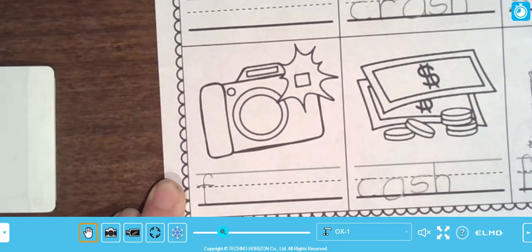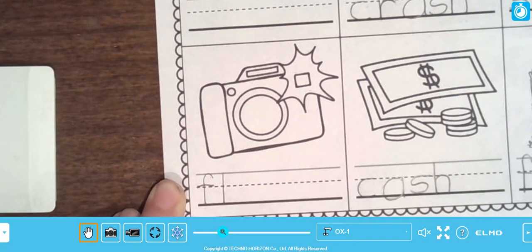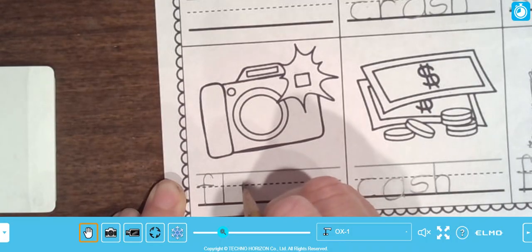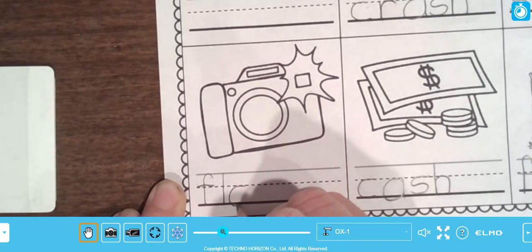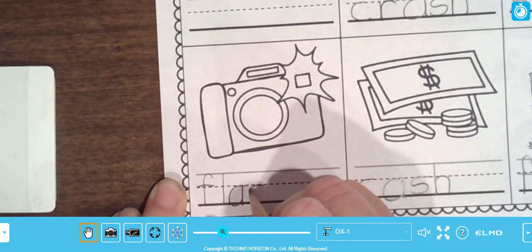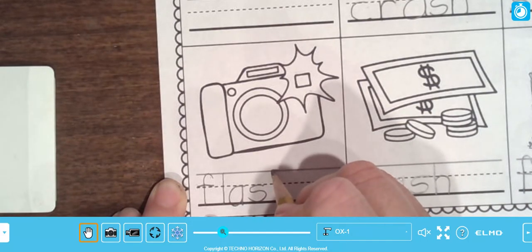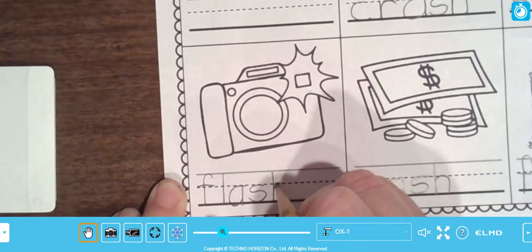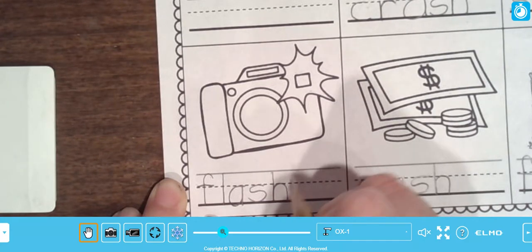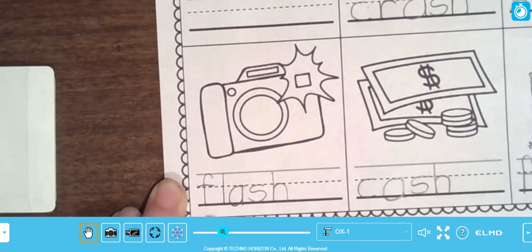Now the L is also a tall, so it starts at the top and goes straight down, one skinny stick. Okay, the A is a small, it starts here on the dotted line. Turn, up, and stop. The S from the sh starts here at the dotted line because it's a small. And the H is a tall. The H from the sh goes to the bottom. Okay, so it goes down, up, turn, flash. Go ahead and write that down.